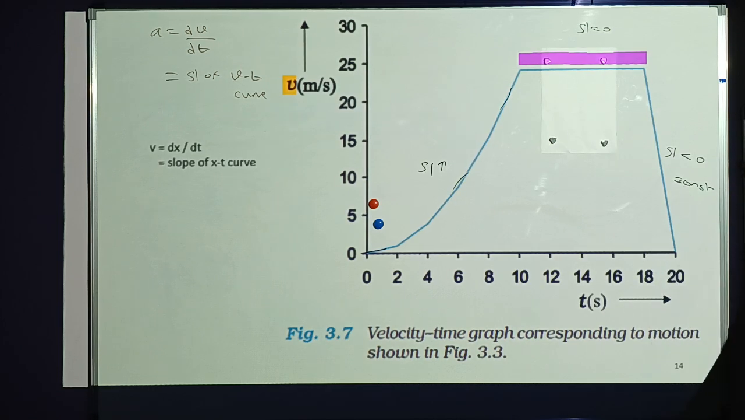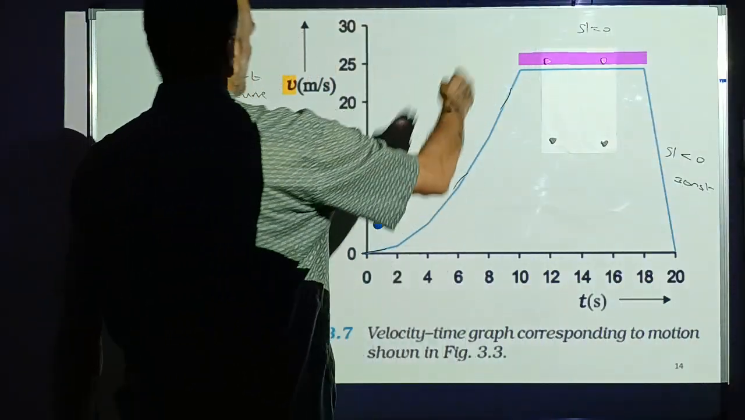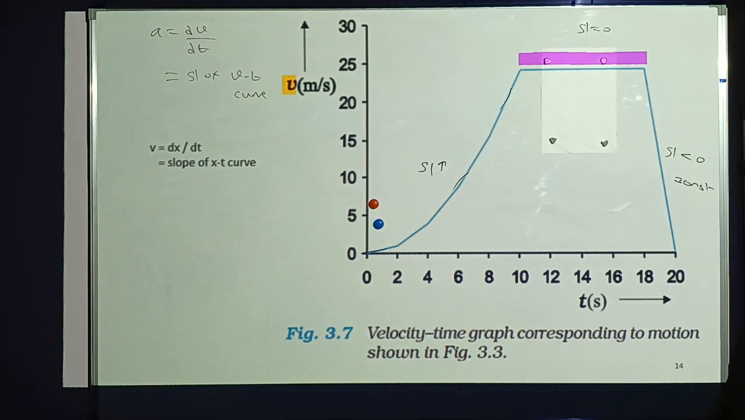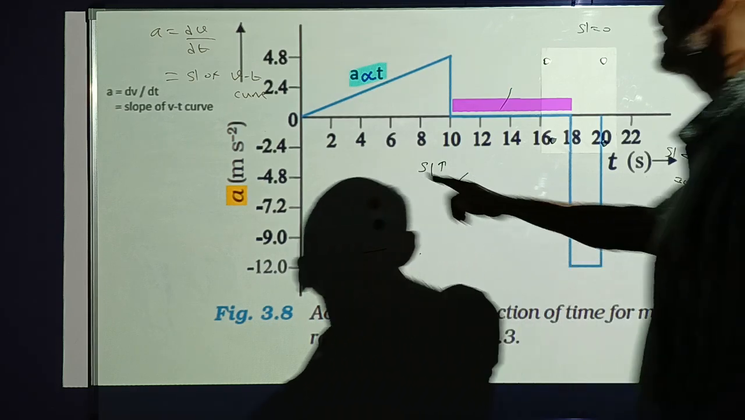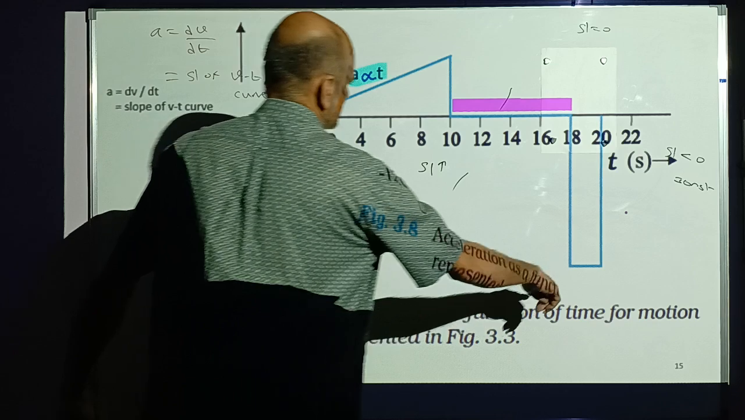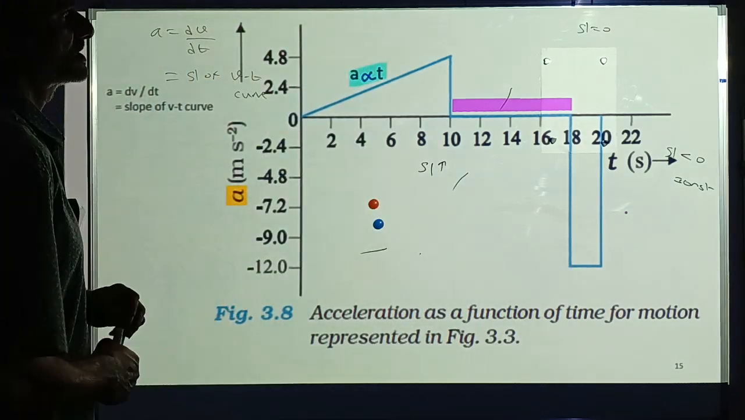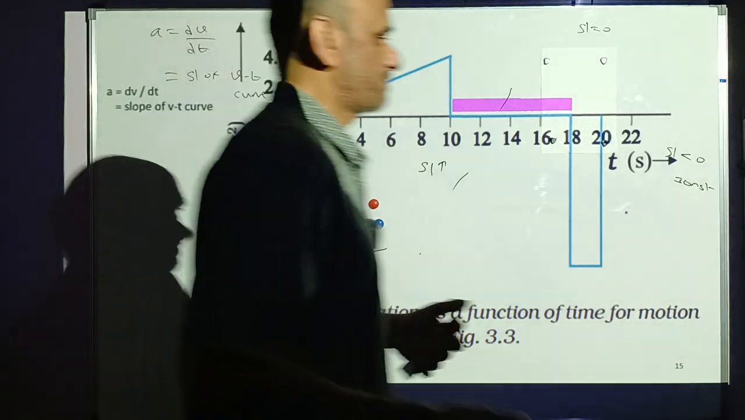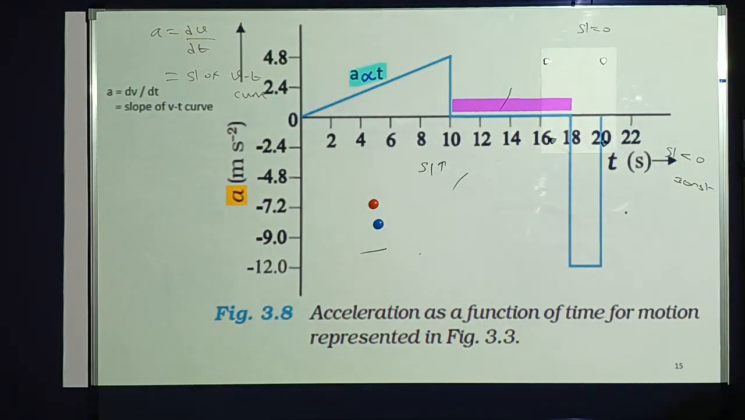Velocity is going down, the slope is negative. So acceleration is negative. Here the acceleration is positive and it's increasing. Here the acceleration is 0. So first part of the motion, the acceleration is increasing. After that, constant velocity, so acceleration is 0. After that, the vehicle is stopping, so acceleration is negative. So this is a practical example where we can find velocity and acceleration using the geometric interpretation of derivative.